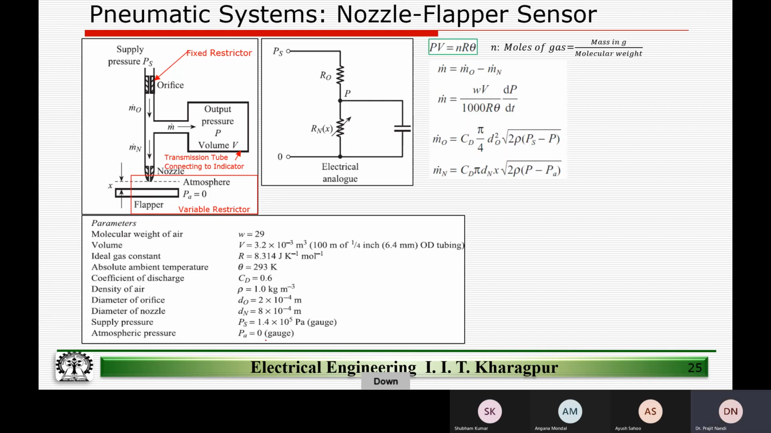And let's quickly establish the relationship of such a sensor. So if you see, what is the mass that is entering this vessel of volume V? So we have a supply pressure PS, and there is a flapper. So the mass that is entering the orifice is given by m dot O, and the change in mass in the nozzle is given by m dot N, and this is the change in the mass in the volume in this vessel of volume V.